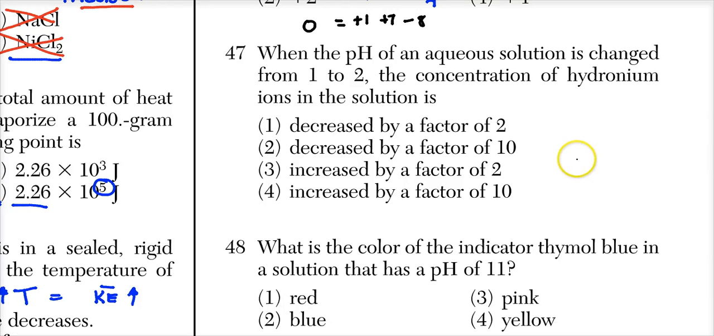47. When the pH of an aqueous solution is changed from 1 to 2, the concentration of hydronium ions of the solution is... Okay, what is a hydronium ion? Hydronium is H3O+. It's a water holding on to a proton. Now it sounds a lot like a hydroxide, so you can get this wrong if you think it's a hydroxide. You need to know that H3O+ is created by acids in water.